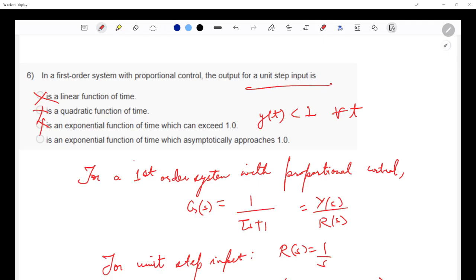The fourth option is an exponential function of time which asymptotically approaches 1. This is correct because our response was 1 minus e to the power minus t by tau. As t tends to infinity, our y(t) tends to 1. So for a first order system there are no oscillations, there is no overshoot, and it is always a smooth exponential. If there is an overshoot, you think of it as a second order system. If it is just an exponential rise, it's a first order system.